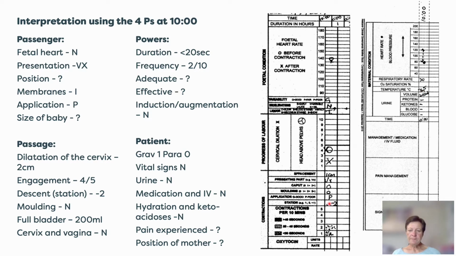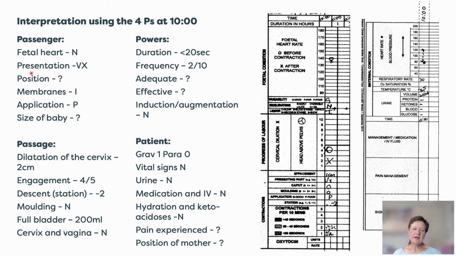When we look at the powers, we see that there are 2 contractions in 10 minutes, less than 20 seconds, so the contractions are not strong yet. We again can't really say whether they're adequate or effective because we're still in the very beginning of labor. We need to see whether there's any progress. Patient is a gravida 1 para 0, which again makes us a little bit worried about the head that's so high.